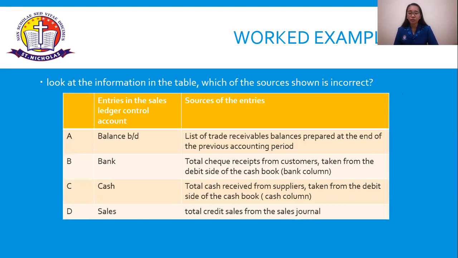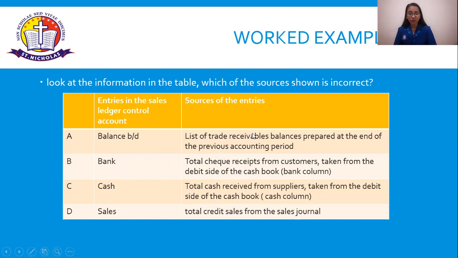Look at the information in the table. Which of the sources shown is incorrect? So we must classify all of the sources that are incorrect, whether from the entries or from the source of entry. So I think we can start from the source of entry. This is all of the entries that could affect our sales ledger control account. So the source of entry, the first one is BAL b/d, is the list of trade receivable balances prepared at the end of the previous accounting period.